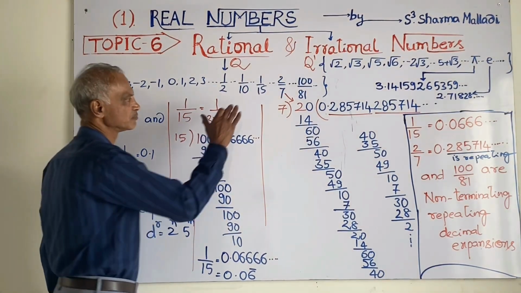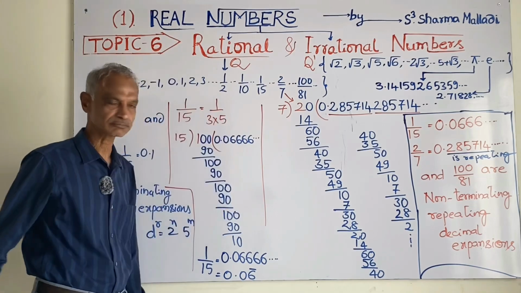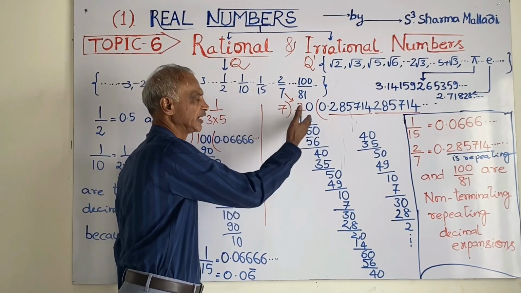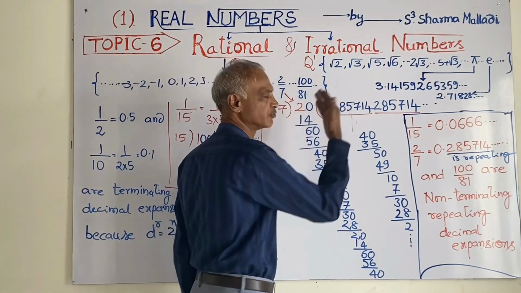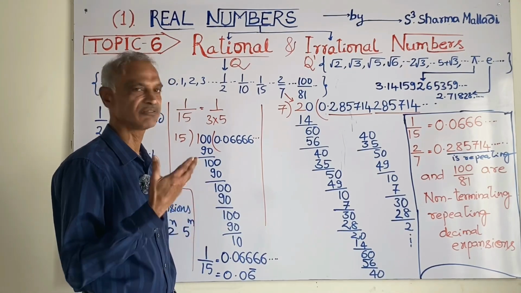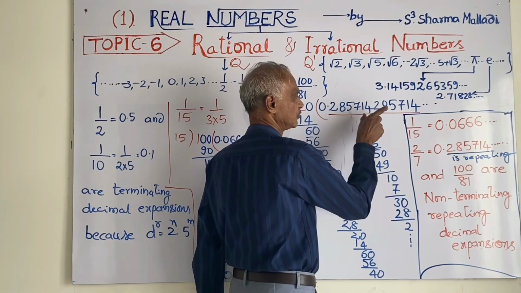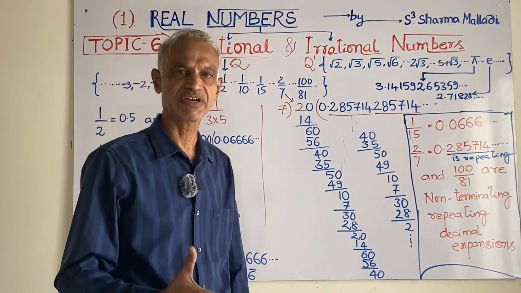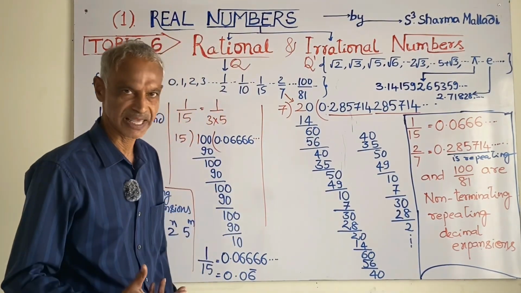expansion. Now you observe 2 by 7. You divide 2 with 7. What are you getting? If you divide 2 with 7, you are getting 0.285714. Again you are getting 285714, it is a repeating one. 285714 is repeating when you divide 2 with 7. That's why 2 by 7 is non-terminating repeating decimal expansion.